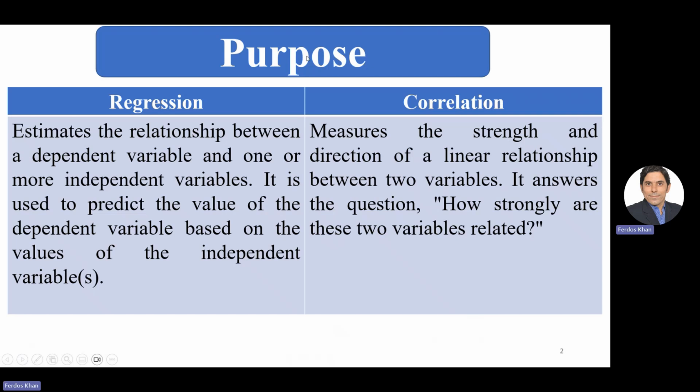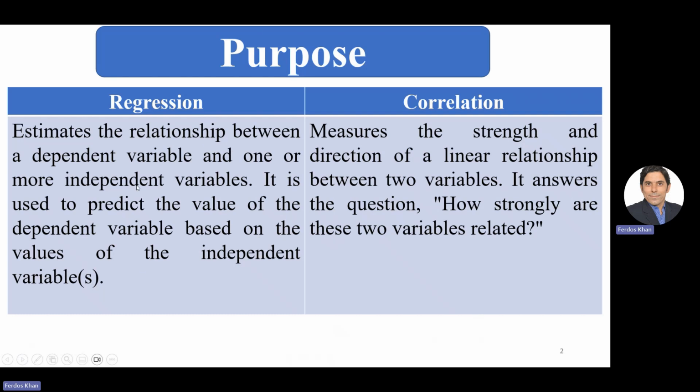The first thing is the purpose of regression and correlation. So the left side column is for regression and the right side column is for correlation. Regression estimates the relationship between a dependent variable and one or more independent variables. It is used to predict the value of the dependent variable based on the values of the independent variables.